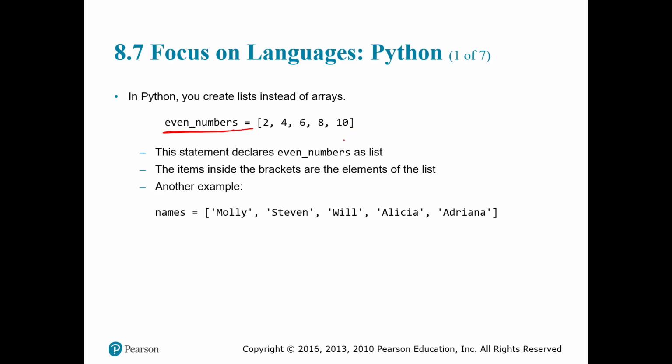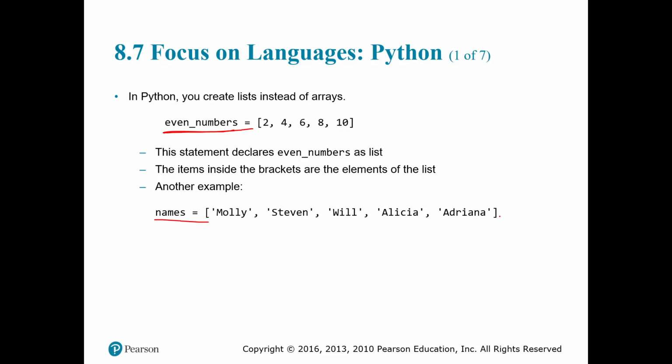And then you close your brackets. So yeah, this statement will declare your whatever name. Right here it's even numbers. It's going to declare it as a list, and then the items inside the brackets are going to be the elements of that list. Another example here, we have an array called names, and it stores Molly, Stephen, Will, Alicia, and Adriana.